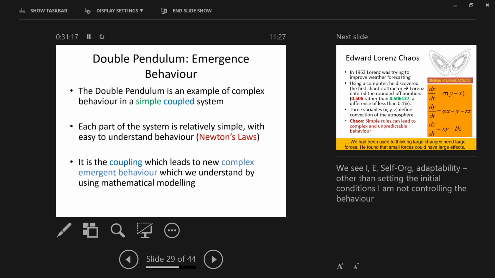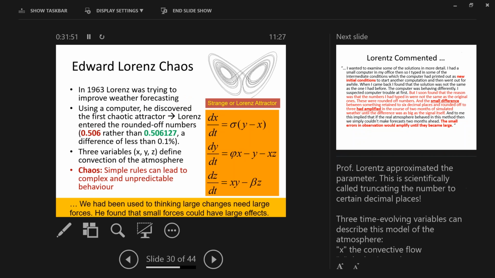So the double pendulum exhibits an emergent behavior, a very good example of complex behavior in a simple coupled system. The coupling is coming, as I say, from that screw, that rivet. Each part of the system is relatively simple, easy to understand. Newton's law applies, it's a deterministic system. It is the coupling that gives new complex behavior, which we understand by now. Unfortunately, I don't have a demo for you of that.